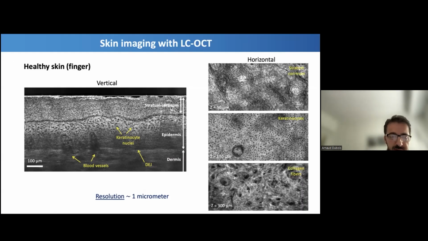And here on your right, we have 3 horizontal sections acquired at different depths: in the stratum corneum, in the layer of the keratinocytes, and in the dermis, where collagen fibers can be observed.